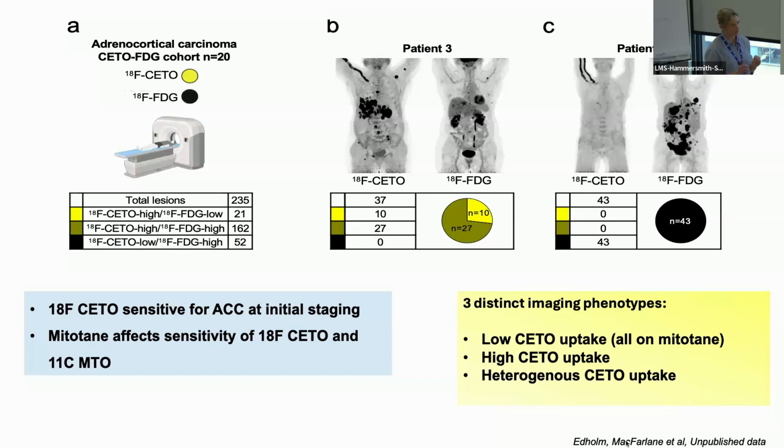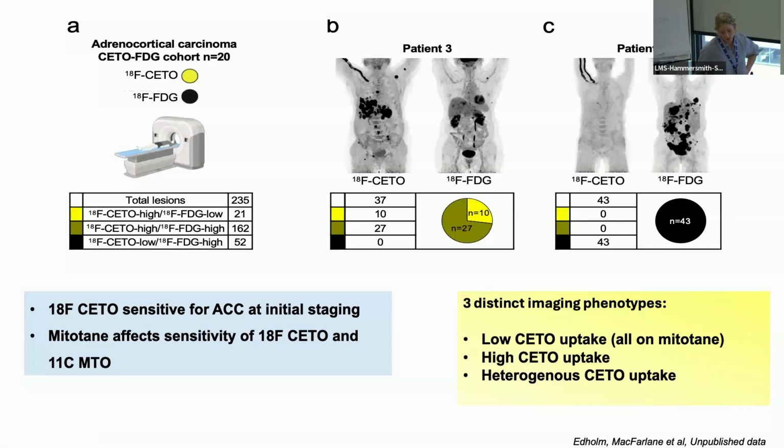So these are patients with metastases or tumors, predominantly patients with metastases, where we saw no CTO uptake in any of the lesions. And importantly, within this group, almost all of the patients had been pre-treated with mitotane. The second imaging phenotype were patients who had a high CTO uptake. So all lesions were positive on 18F-CTO. This would be similar to patient 3 here.